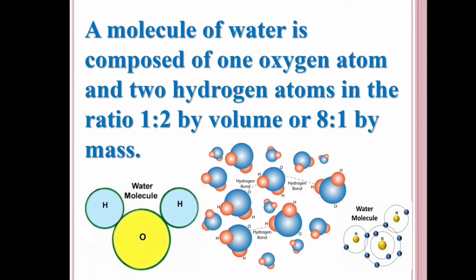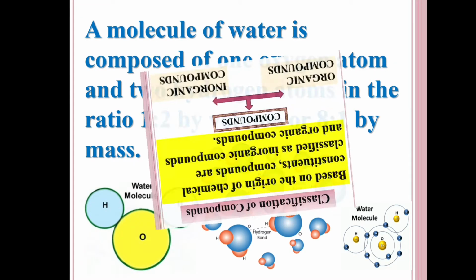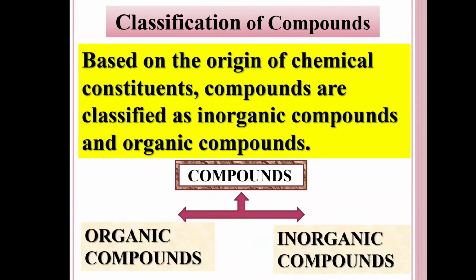Let us learn about the classification of compounds. Compounds are classified based on the origin of their chemical constituents. You can see here the classification of compounds based on the origin of chemical constituents. Compounds are classified as inorganic compounds and organic compounds. So how are compounds classified? Compounds are classified into organic compounds and inorganic compounds.